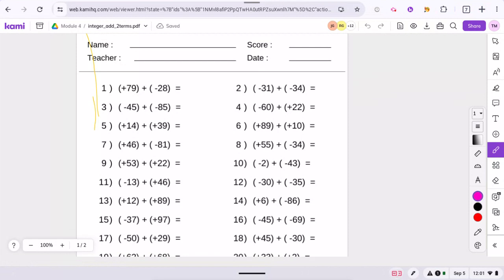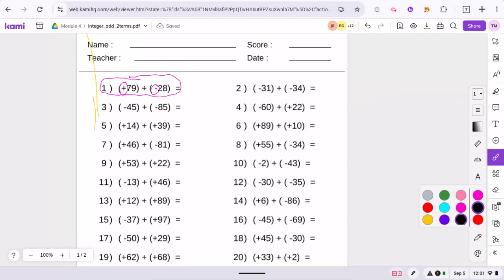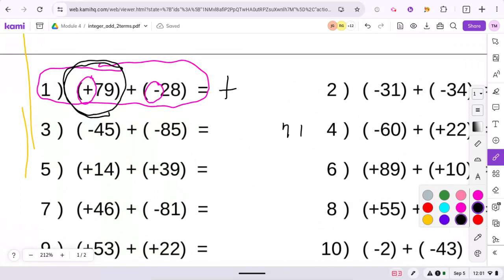Next types of problems that might be on your quiz are problems like these. Remember, if the signs are opposite, a positive and a negative, you're going to subtract those two numbers. And you should also know that since 79 is a bigger number, the answer will be positive. So you would do 79 minus 28, and that would give you the answer, which is going to be a positive number. So just subtract like normal. 9 minus 8 is 1. 7 minus 2 is 5.